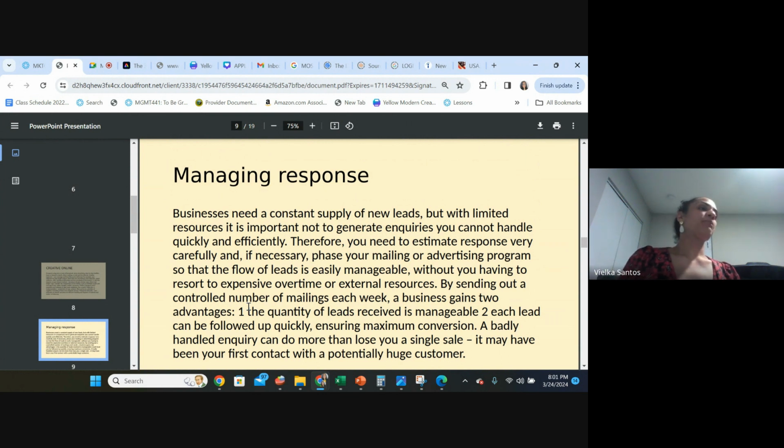For example, I was working with a school. They invest a lot of money in leads, and they have certain ways to get leads. One, they buy leads. There are certain companies that give you leads, contact names, etc. Two, they provide content where people subscribe and request more information. Now you have the lead. So there are many ways you can get your leads, organically and also paid. The quantity of leads received is manageable. Each lead can be followed up quickly, ensuring maximum conversion.